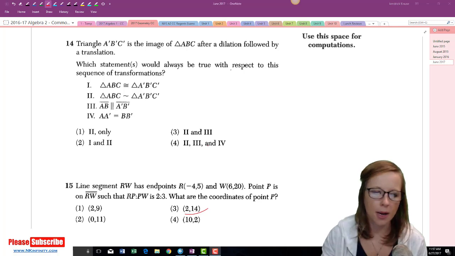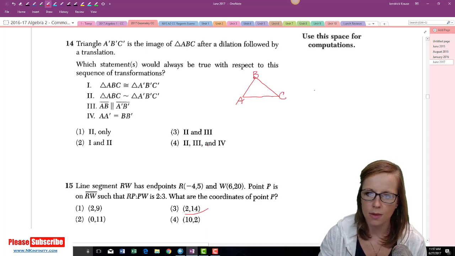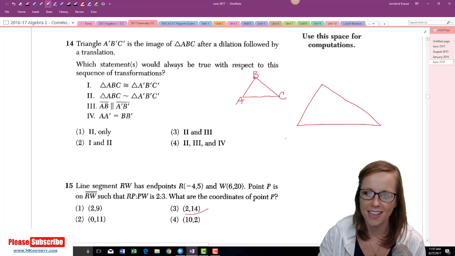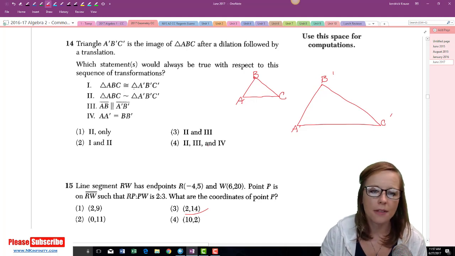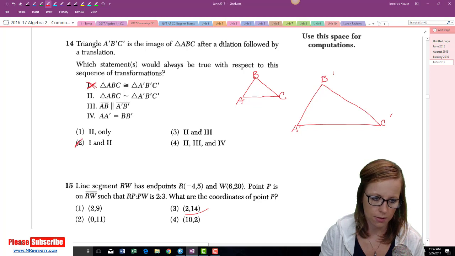All right, triangle A prime, B prime, C prime is the image of triangle ABC after a dilation followed by a translation. So if I have triangle ABC and triangle A prime, B prime, C prime. Sorry, I made it so big. I just had to. Okay, cool. Are they congruent? Well, no, veto. So it can't be choice 2.